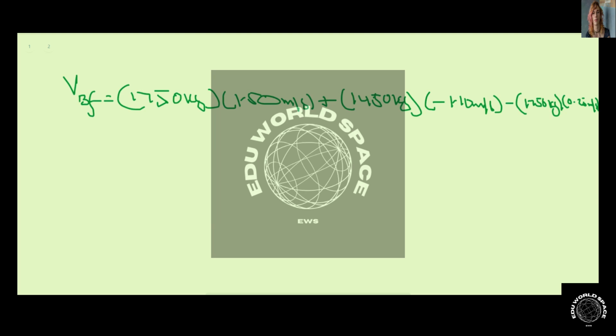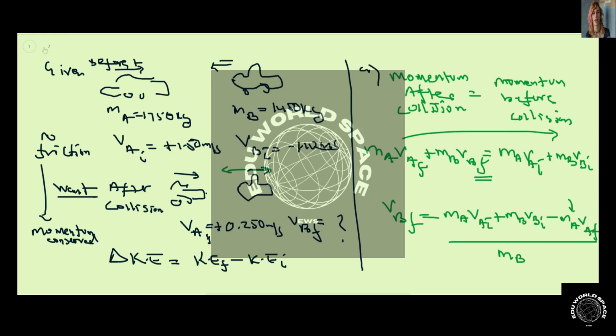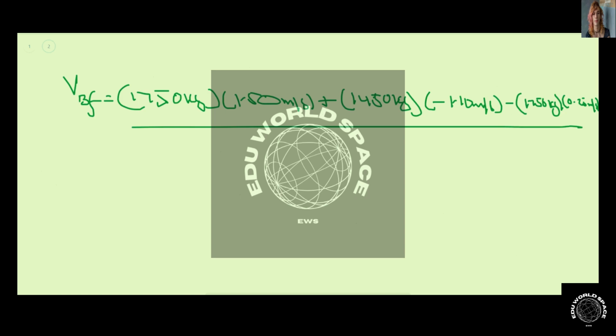0.25 meters per second. And all of that is going to be divided, as you can see, by the mass of B. Always a good habit to leave the variables up until the end. So this is 1450 kilograms. When you plug in the numbers, you find that the velocity of the lighter car ends up being 0.408687.